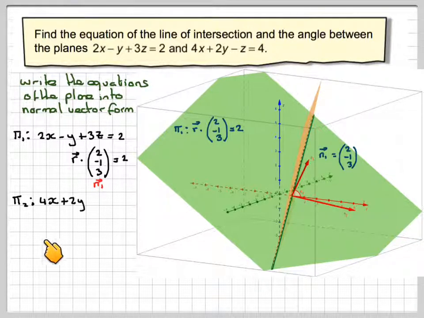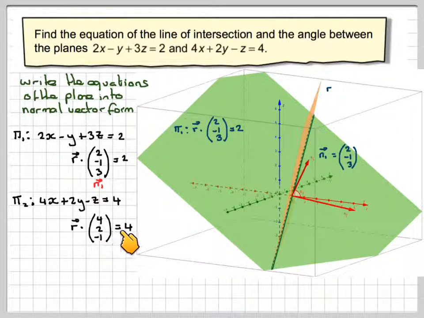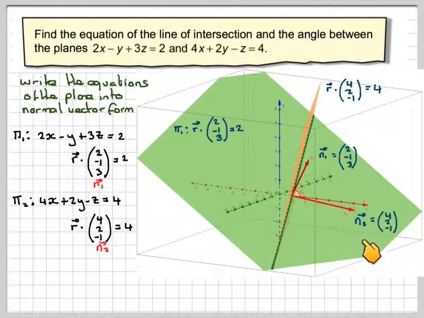Here it is, the green one is that one, and this is the normal vector to that green plane. The second one, plane 2, is 4x plus 2y minus z equals 4, and therefore r dot (4, 2, minus 1) equals 4. That's the orange. This is n2, the orange plane here, and we've got the normal vector of that plane, which is this one here, (4, 2, minus 1).